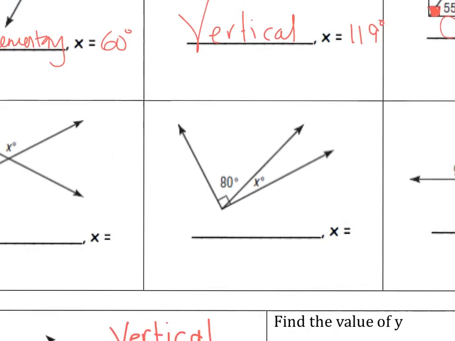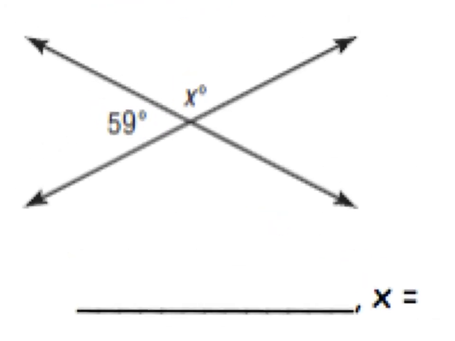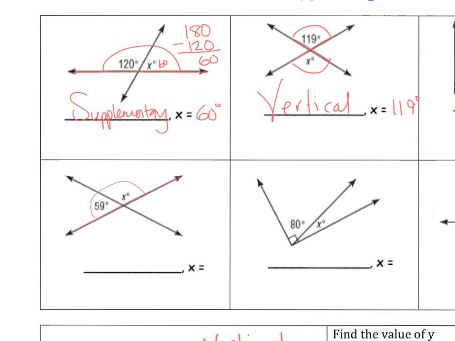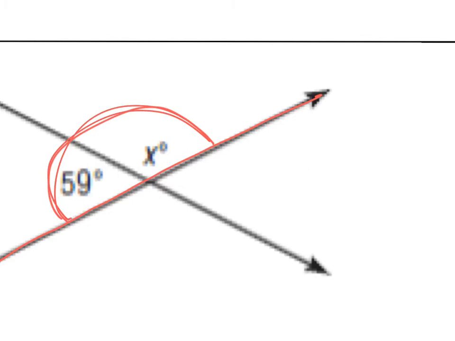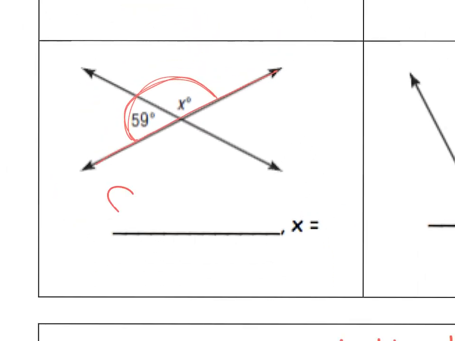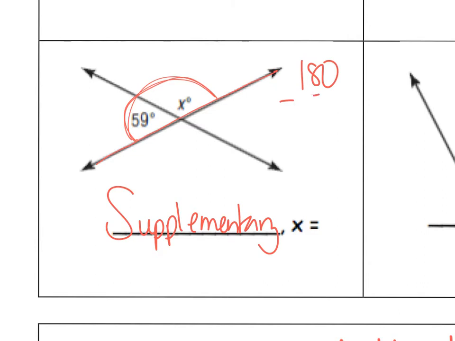All right, let's take a look at the next one. So now it looks like they form an X, but if you notice the difference, these are next to each other. Do you notice how the vertical angles over here, they were across? They're not touching. These two are side by side. That doesn't mean they're equal. That means they add up to 180. They form a straight line. These are supplementary. So we're going to do 180, take away 59. It's going to give me 121. 121 degrees is what's missing.